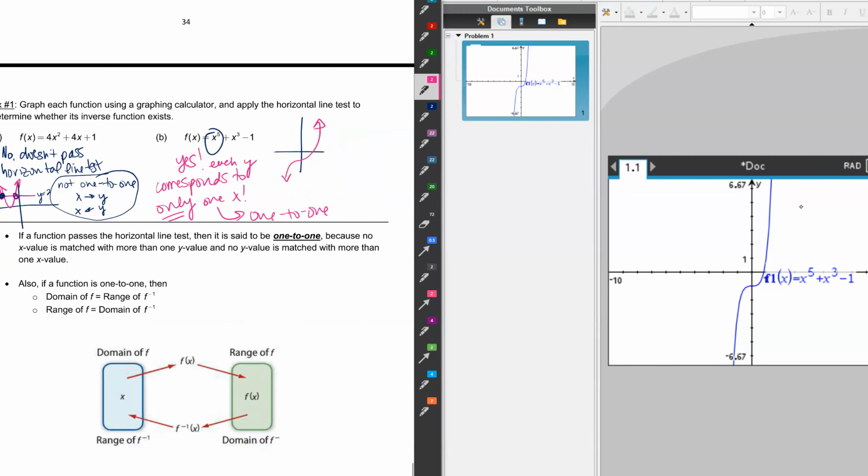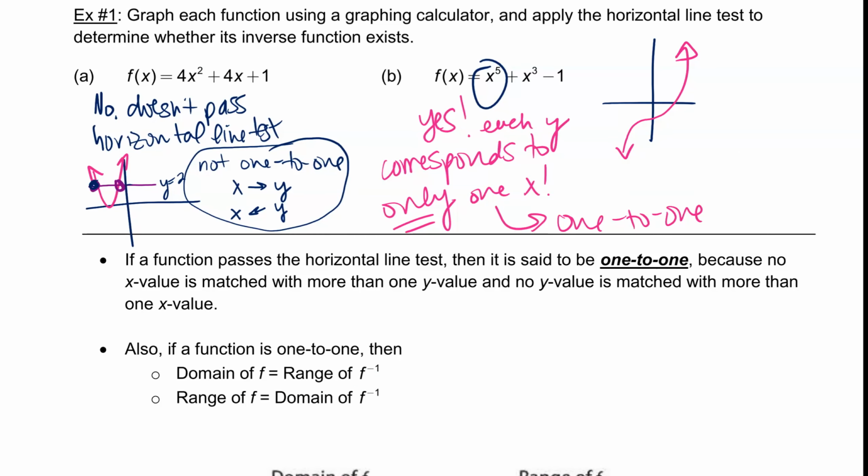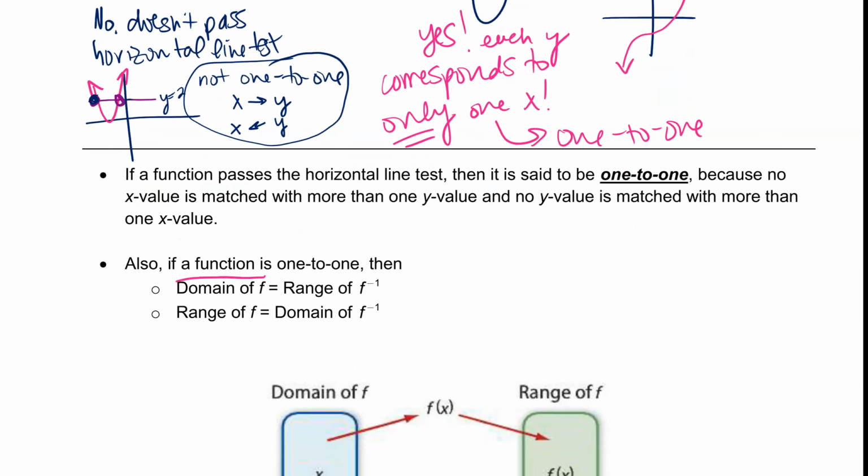So I keep talking about 1 to 1. What does it mean? Let's look below. If a function passes the horizontal line test, it's said to be 1-to-1 because no x value is matched with more than one y value, and no y value is matched with more than one x value. So if a function is 1-to-1, this is what I was talking about earlier. You can take the domain of your first function, and now that's your range of the inverse function. And then you take all your y's of your original function, and now they're your domain of your inverse. You're switching all the x and y values.